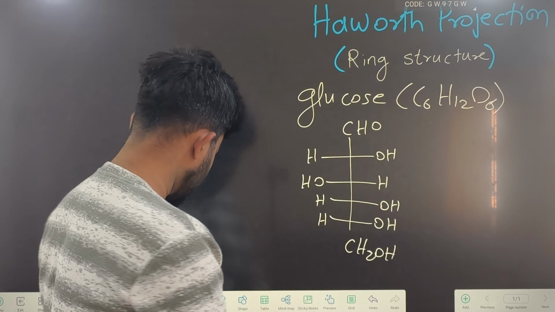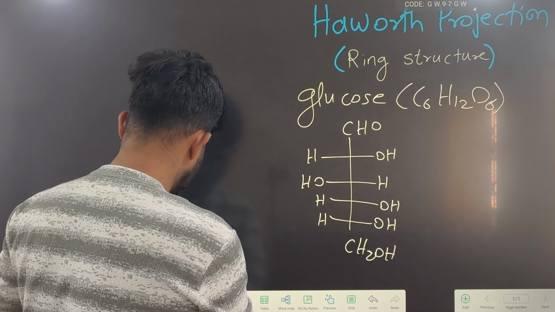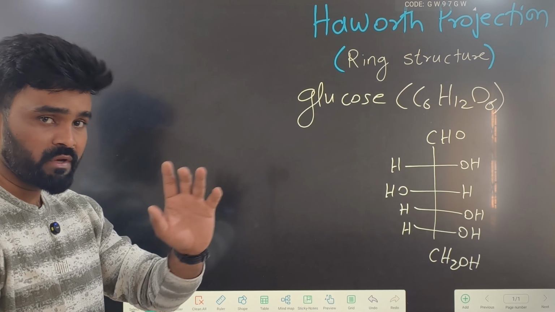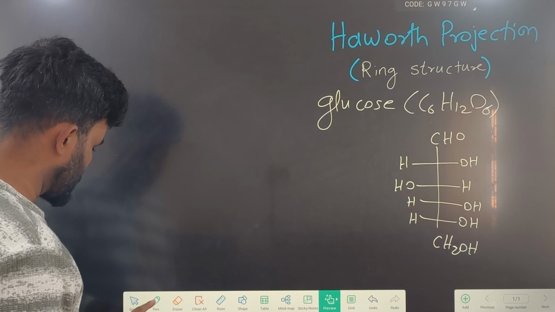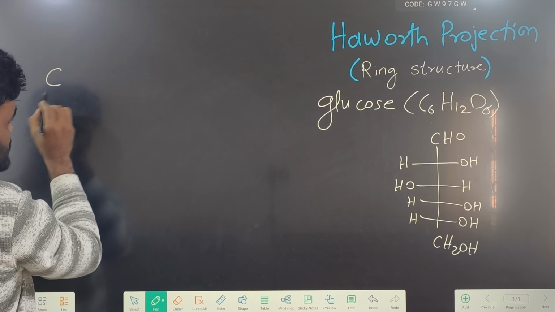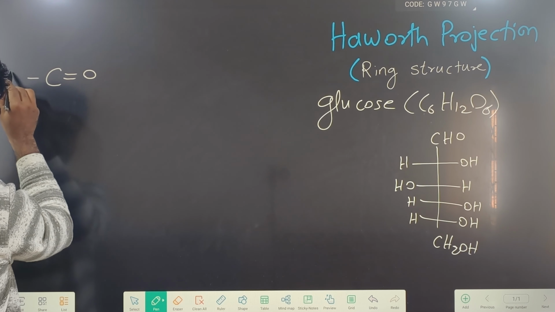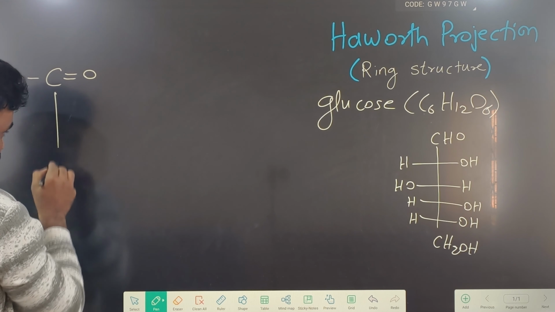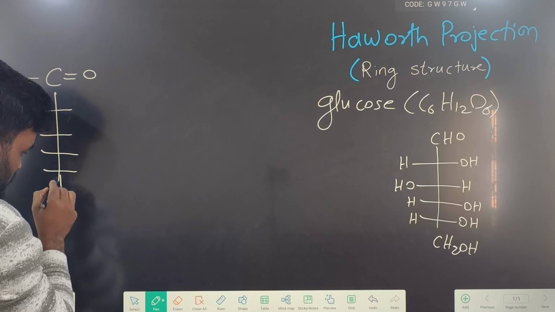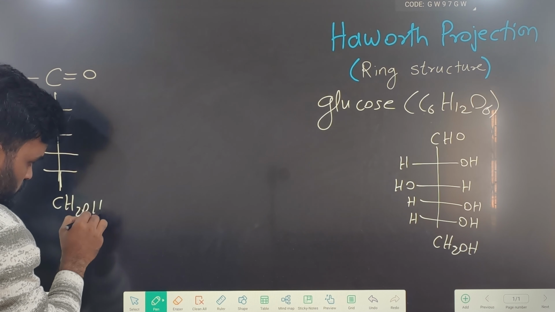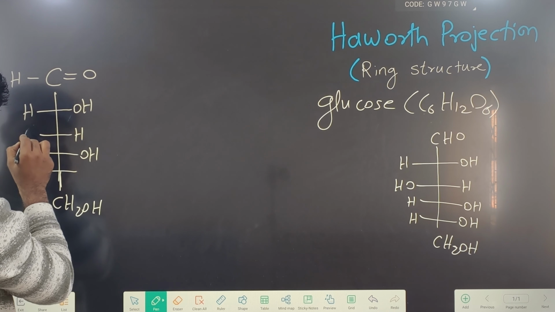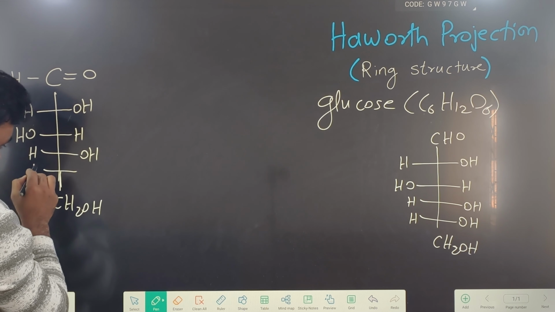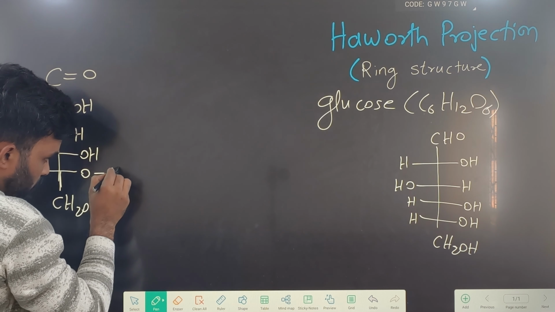Okay, that's the glucose. Now, how to write the ring structure? So, ring structure लिहायला, very first one, we need to expand this a bit. So, to begin with, ring structure लिहायला, we'll write like this: C double bond O H, CHO. Rest all 1, 2, 3, 4, we'll write the same way. CH2OH, OH, H, OH. This I'll write a bit separated.